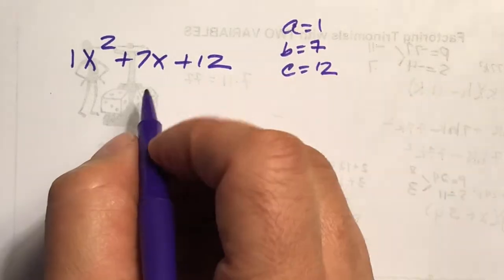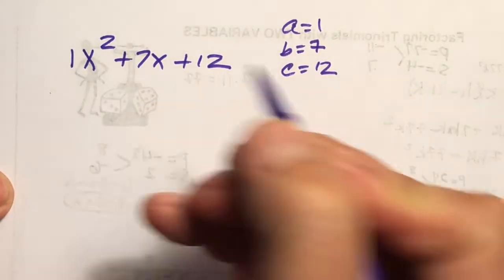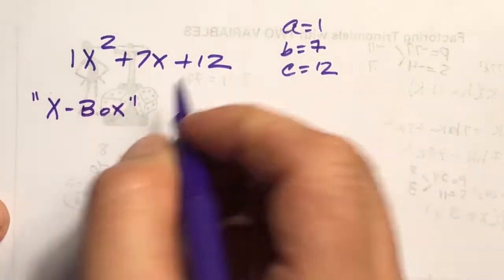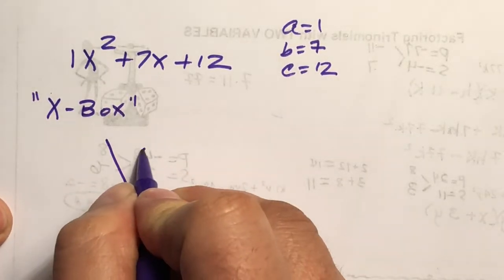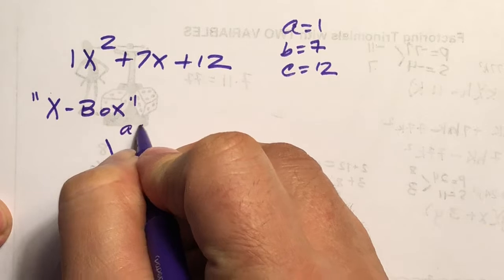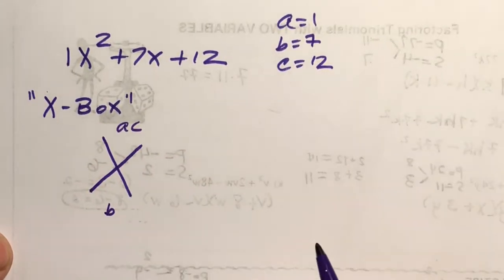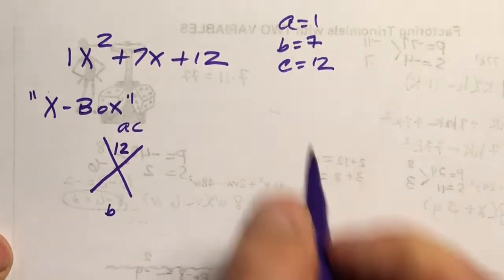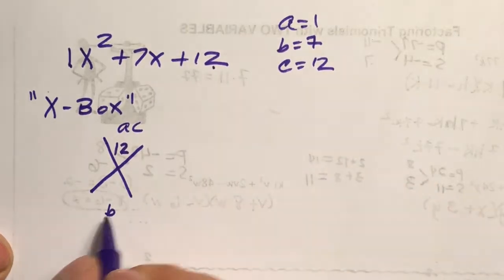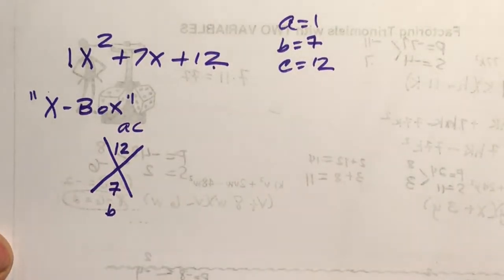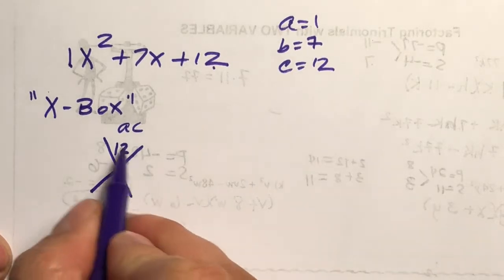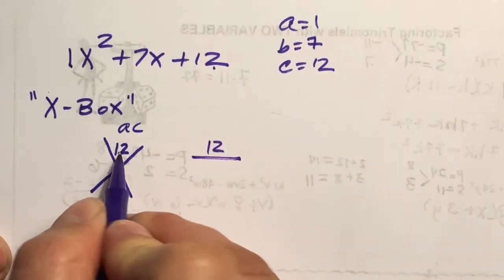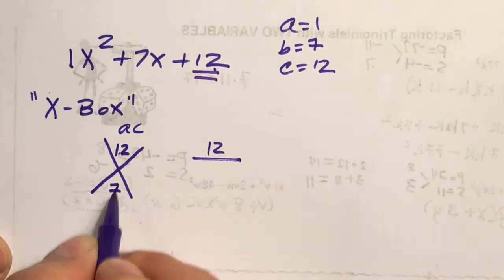First of all, I call this the X box method. You're going to make an X. At the top goes A times C, and at the bottom goes B. So if I multiply A times C, 1 times 12, that's 12. And at the bottom is B, so that's 7. Now I want to find 2 numbers that multiply to 12 and add up to 7.